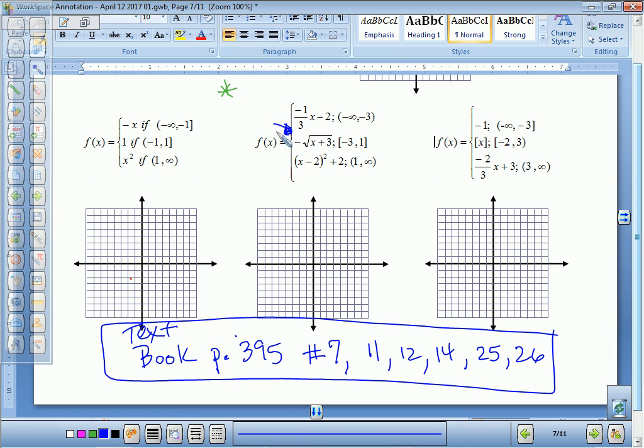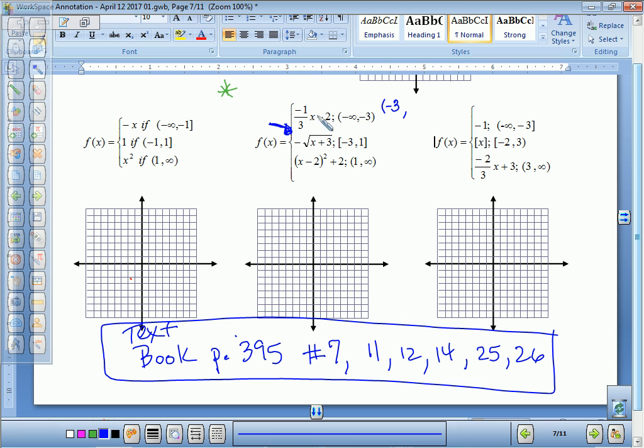What kind of function is that middle one? A square root. Now, this square root has a starting point and a stopping point. So I'm going to show you in just a second how to deal with that. All right, so this is a line, this is a square root, that is a parabola. So this piecewise is made up of pieces of 3 different functions. So the first one is a line. We can figure out where the end point of this line is to create our ray.